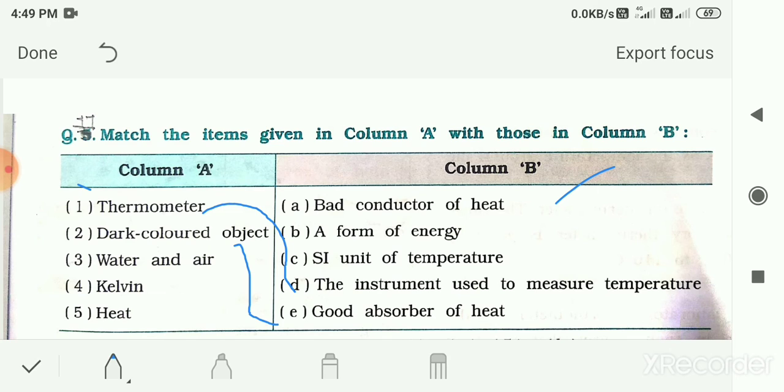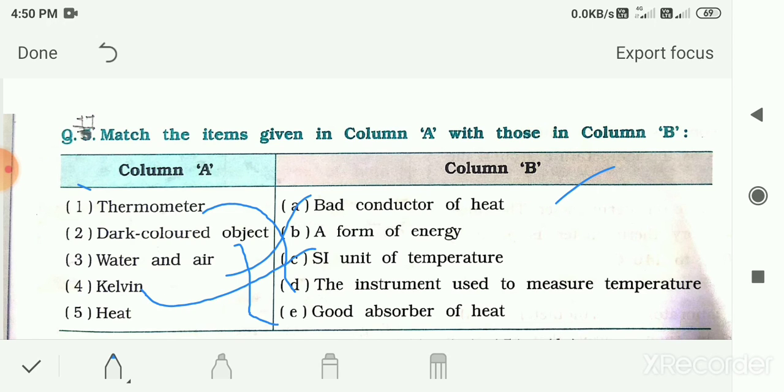Next is water and air. So water and air are bad conductors of heat. These both are examples of bad conductors of heat. So water and air are bad conductors of heat. Next, fourth is Kelvin. So Kelvin is the SI unit of temperature.